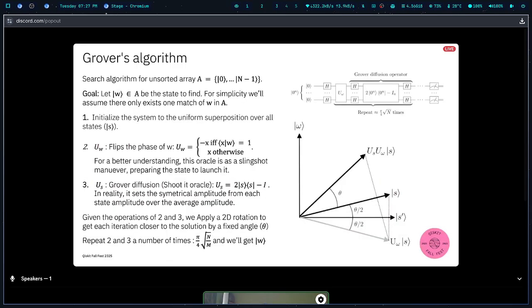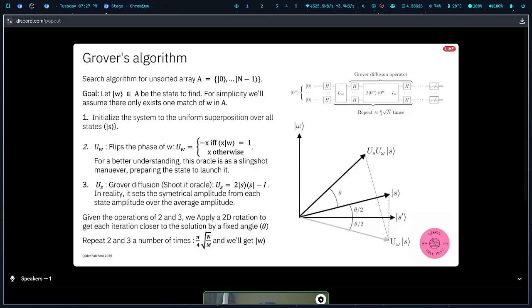The best way to understand this, instead of going directly to the slide, is to think of Grover's algorithm as a slingshot maneuver. In Spanish, for the people that don't know what a slingshot is, tirachinas. Let W be the state that we try to find, and let's say we have a bunch of data, an array A, with states from 0 to n minus 1. We will have only one state that matches W in A.